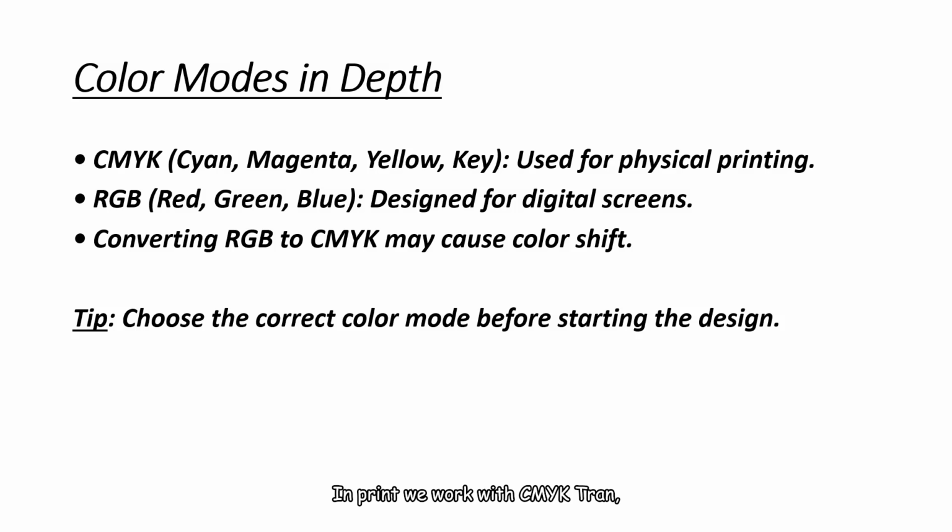In print, we work with CMYK: cyan, magenta, yellow, and key or black to layer colors physically. Digital screens, however, use RGB, red, green, and blue to emit light. If we design in RGB and then convert to CMYK, we might notice unexpected color shifts.